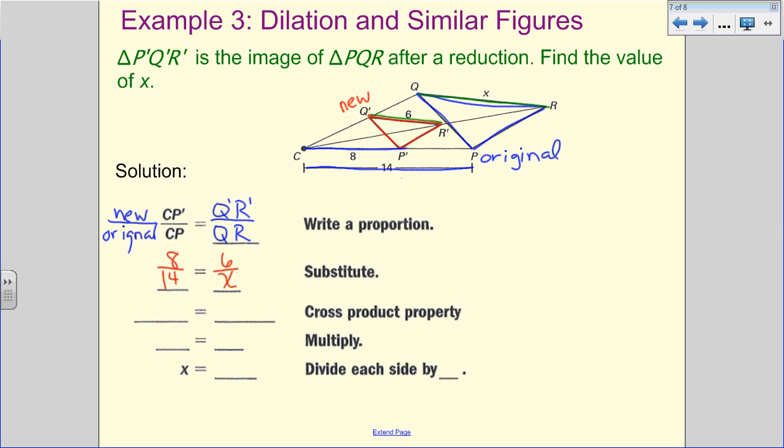We're going to do our cross products. So we're going to do 8 times X, and we're going to do 14 times 6. Multiply, we get 8x is equal to 84. We're going to divide each side by 8, and we're going to get 10.5. And so that gives us our value of X.